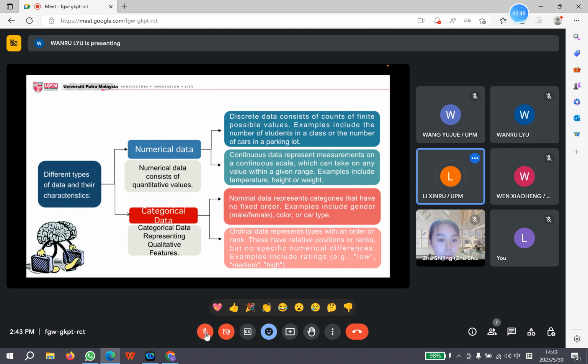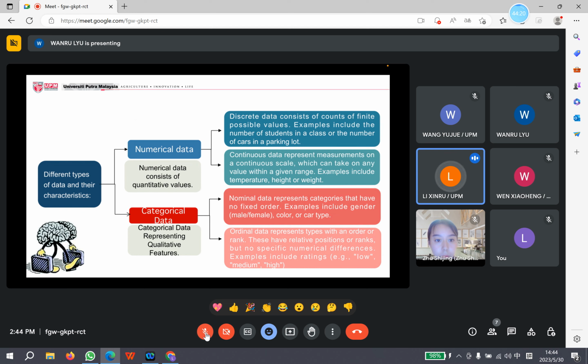The categorical data represents qualitative features. The first one, nominal data, represents categories that have no fixed order. Examples include gender, color, or car type.